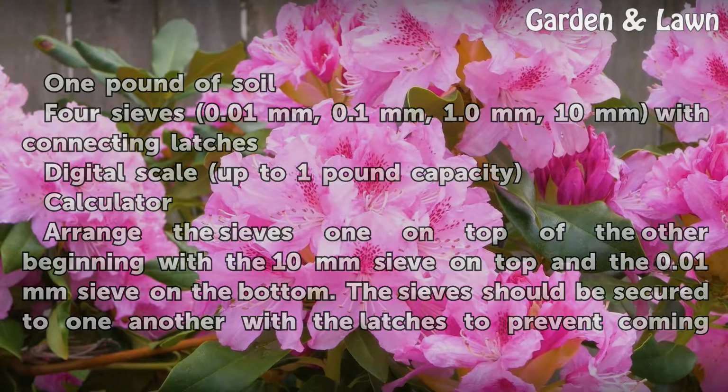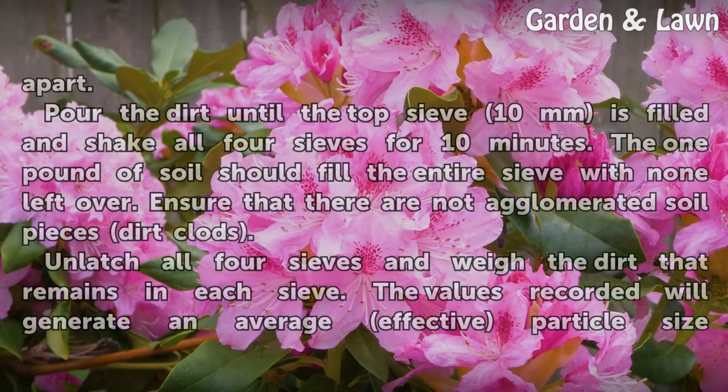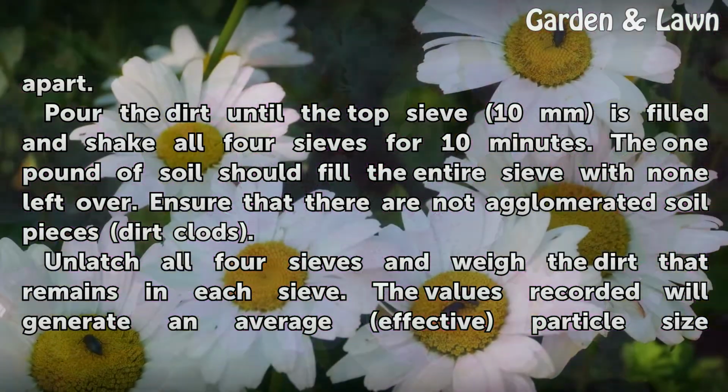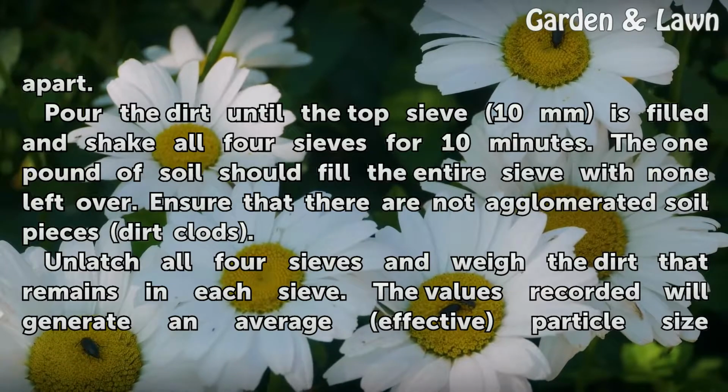The sieves should be secured to one another with the latches to prevent coming apart. Pour the dirt until the top 10 mm sieve is filled and shake all 4 sieves for 10 minutes. The 1 pound of soil should fill the entire sieve with none left over. Ensure that there are no agglomerated soil pieces, dirt clods.